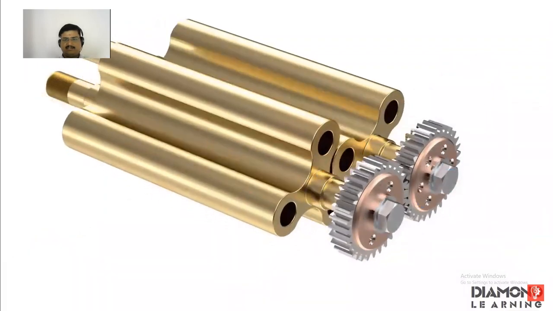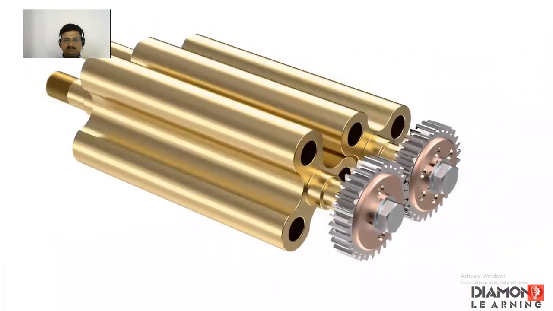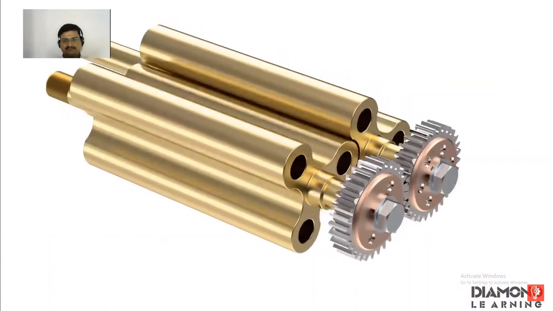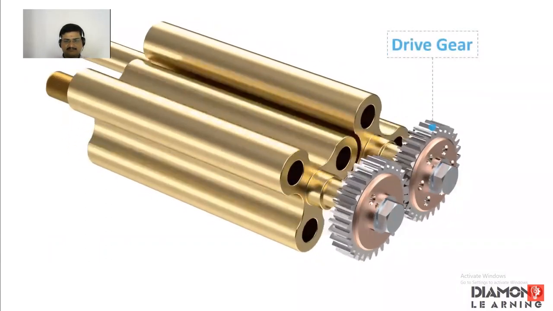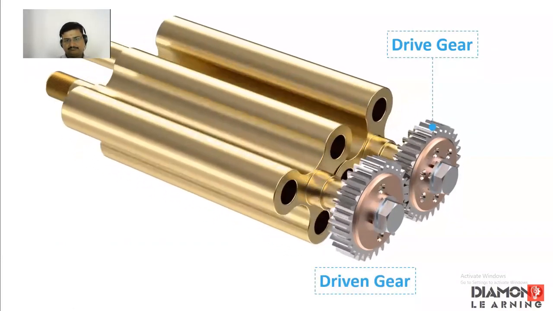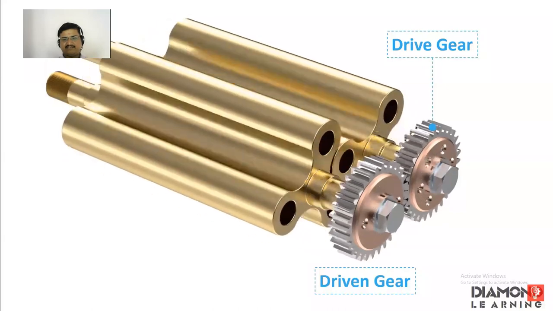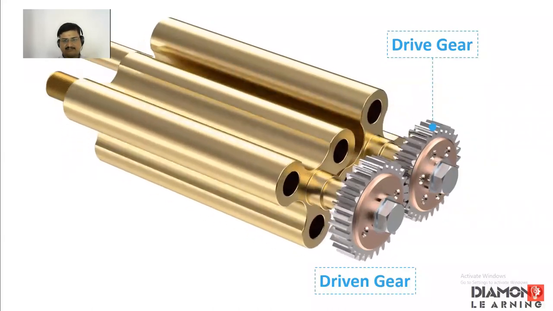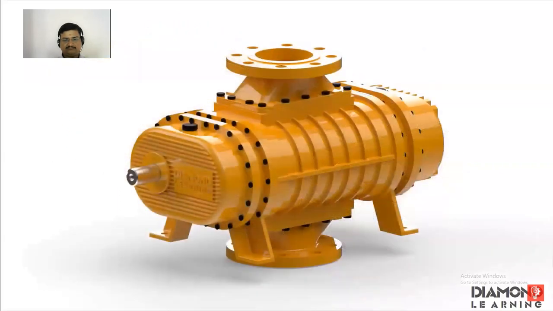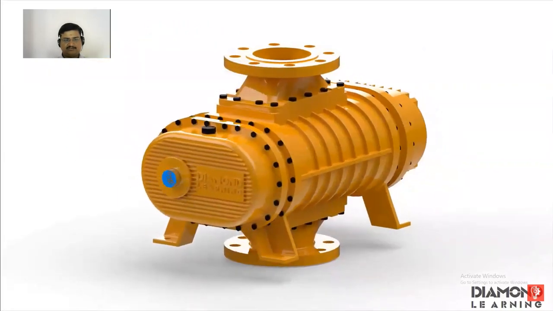So here you can see the rotors have three straight lobes and do not touch each other. When the prime mover rotates one of the rotors, the drive generates the rotational motion to the driven, and as a result, this will cause another rotor to rotate in the reverse direction, giving motion to each other. So this is the driving shaft.